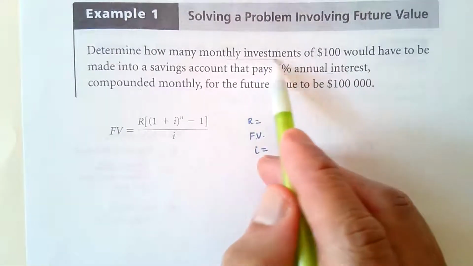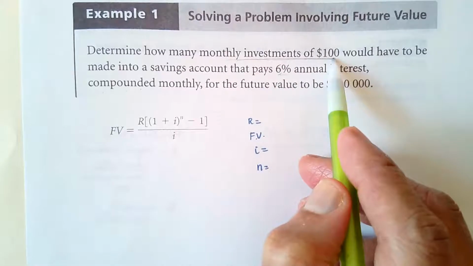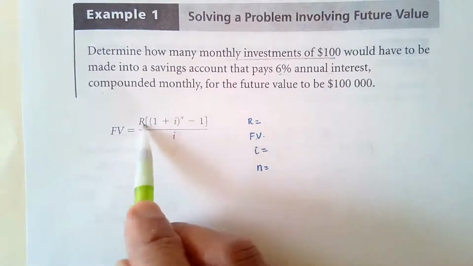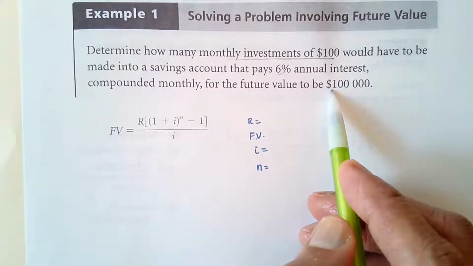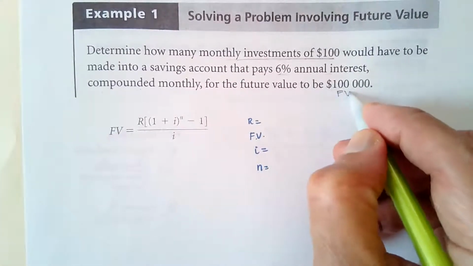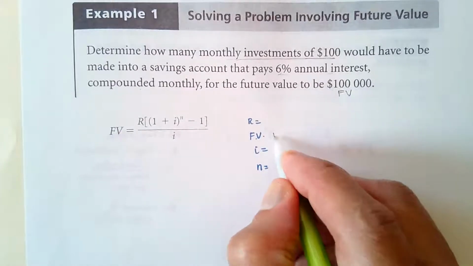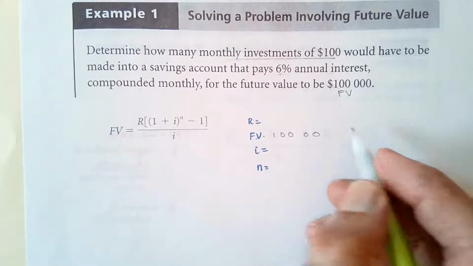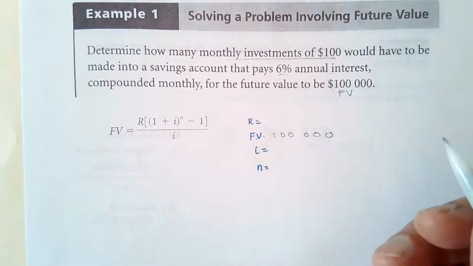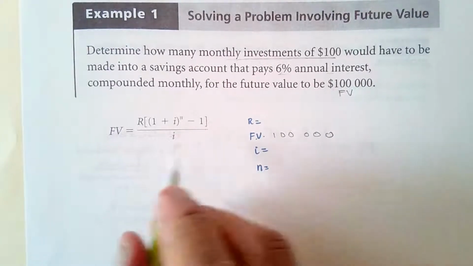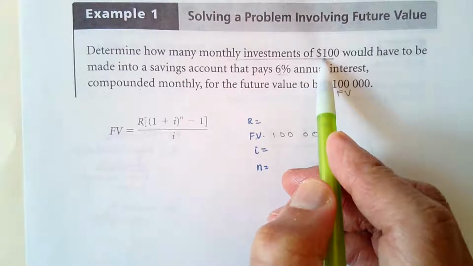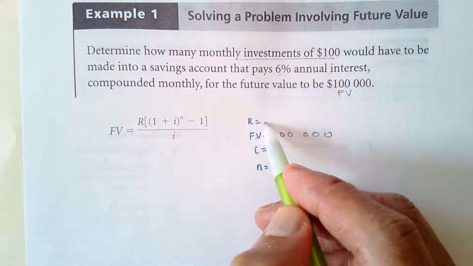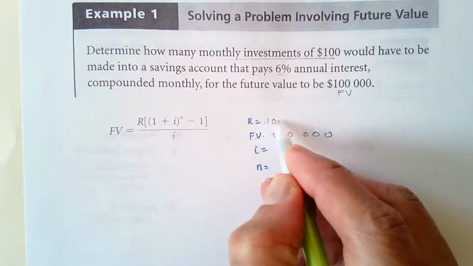So the annual interest rate is 6%, compounded monthly. This is your R, how much money you're putting in each time. And you want the future value to be $100,000, so this will be your FV. We can put 100,000 here, that's your future value. Your regular payment is $100.